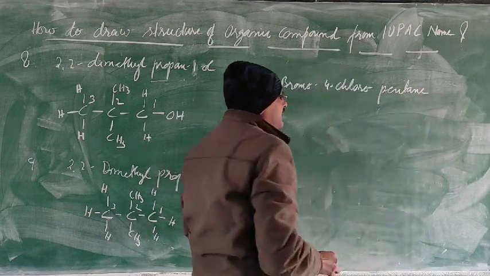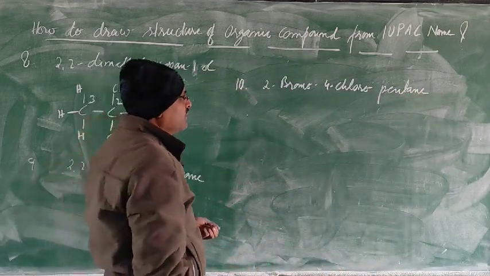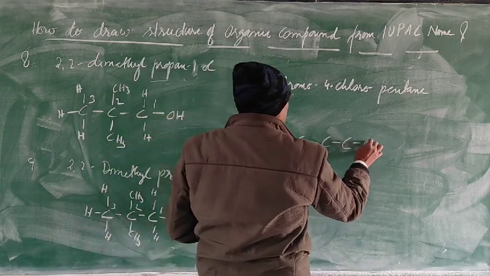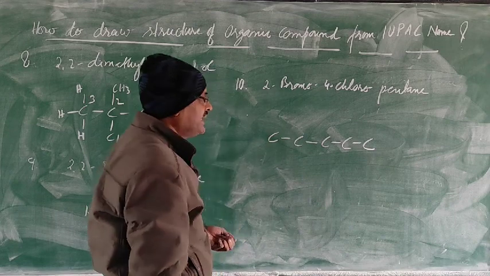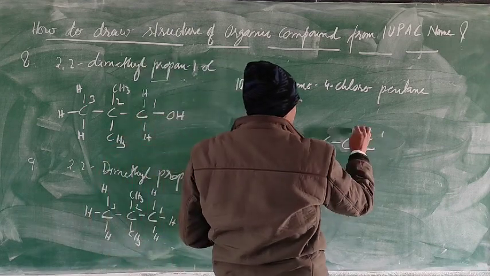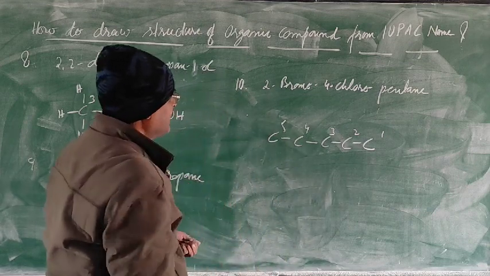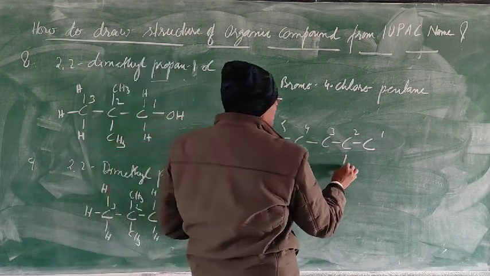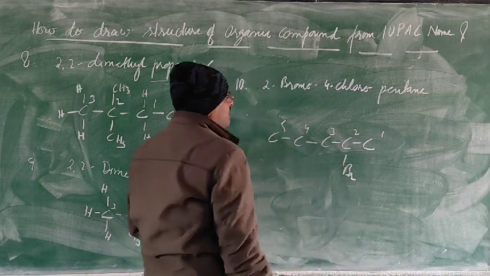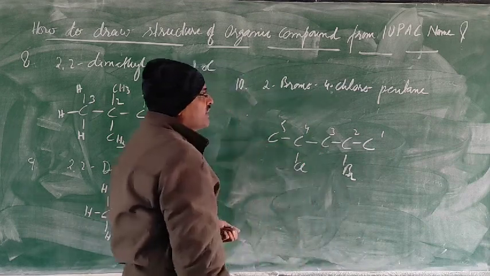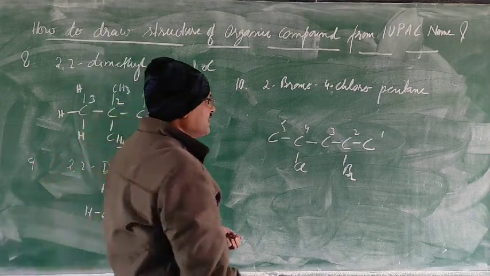So the root word pent is given. First of all, draw a chain of 5 carbon atoms. Then you can do the numbering from any side: 1, 2, 3, 4, 5. Then at the second position bromine is there, right here bromine. Then at the fourth position chlorine is given, right here chlorine. Now fill the rest of the valences with hydrogen atoms.